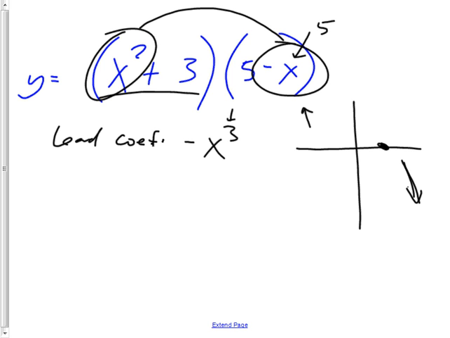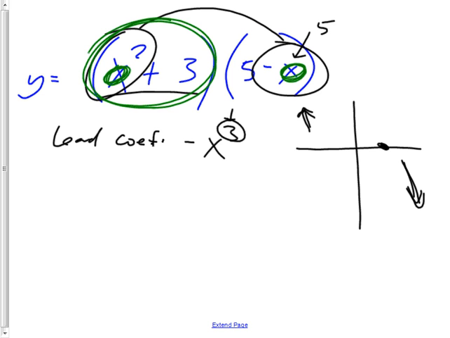I got to be going down on the right and up on the left because this is an odd degree. What's the last thing? The y-intercept. The y-intercept is where x is 0, right? So I'm going to put a 0 here and a 0 here. Do you get how this part would just become 3 times, what's that part? 5. What's 3 times 5? 15. So it'd be up here somewhere.